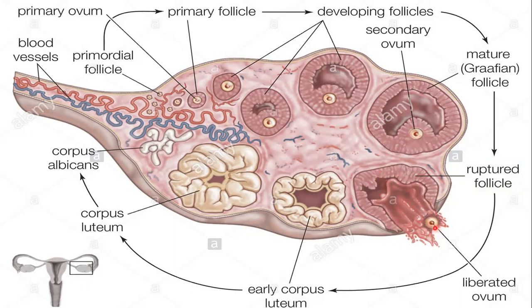Eventually, this will release, and the ova will be liberated, right? The ova is finally released, and this is still arrested in metaphase 2. This metaphase 2 will end meiosis 2 only if fertilization ensues, right? If no fertilization occurs, this cell will die and will be shed along with the menstrual blood and the other secretory products.